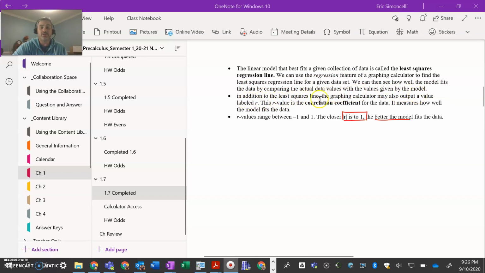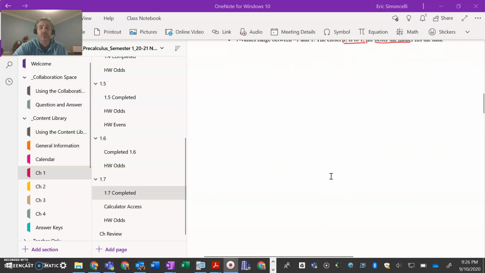In addition to the least squares line, the graphing calculator may also output a value labeled R. This R value is the correlation coefficient for the data. It measures how well the model fits the data. R values range between -1 and +1. The closer the absolute value of R is to 1, the better the model fits the data.